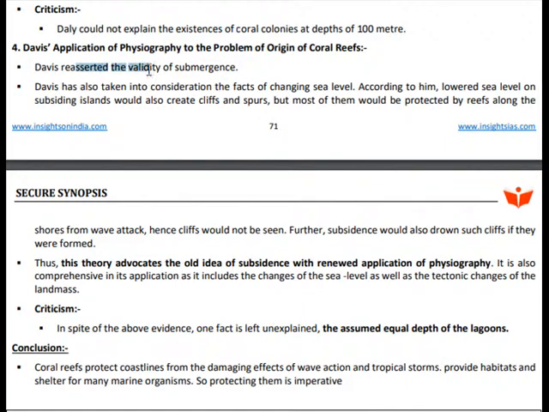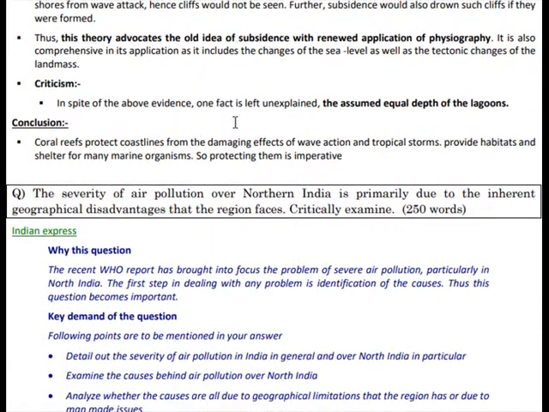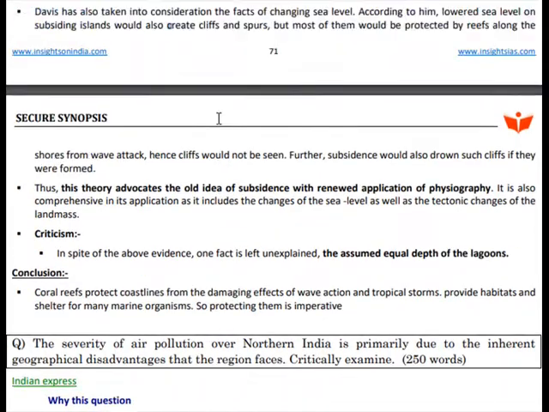Davis reasserted the validity of submergence. Davis has also taken into consideration the facts of changing sea level. According to him, lowered sea level on subsiding islands would also create cliffs and spurs, but most of them would be protected by reefs along their shores from wave attack, hence cliffs would not be seen. Further, subsidence would also drown such cliffs if they were formed. Thus, this theory advocates the old idea of subsidence with renewed application of physiography.